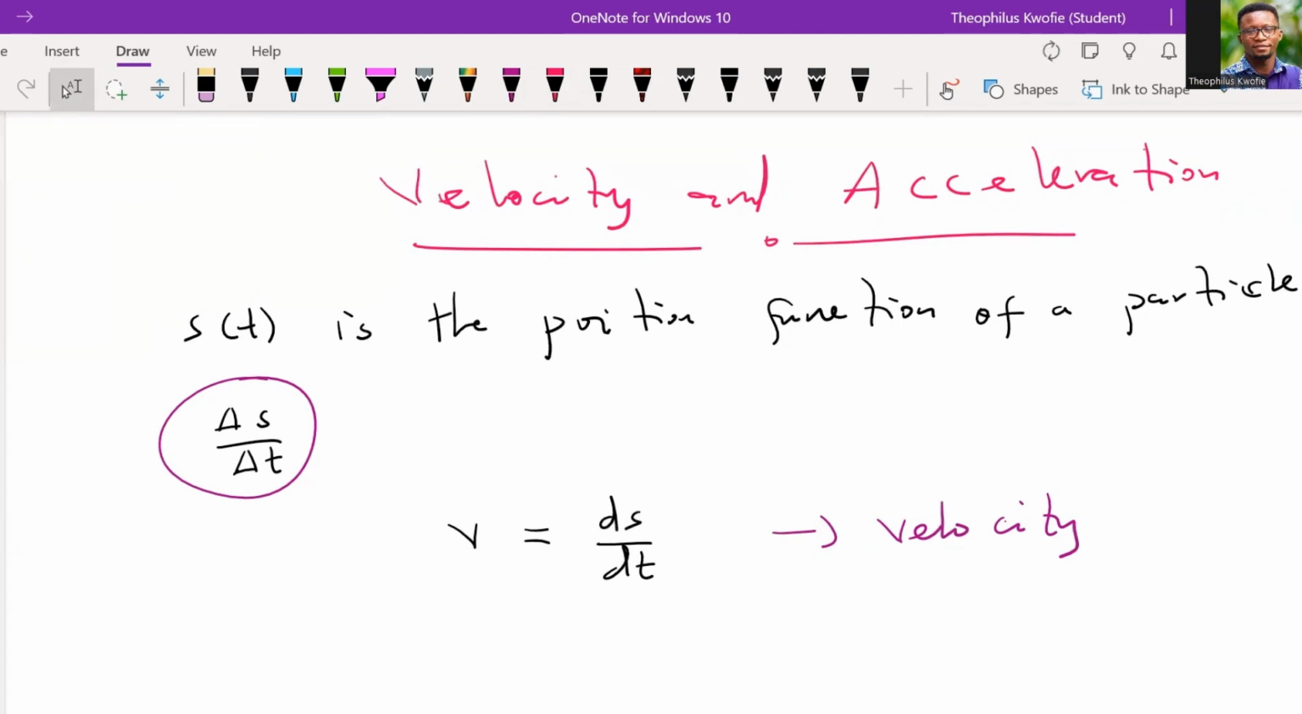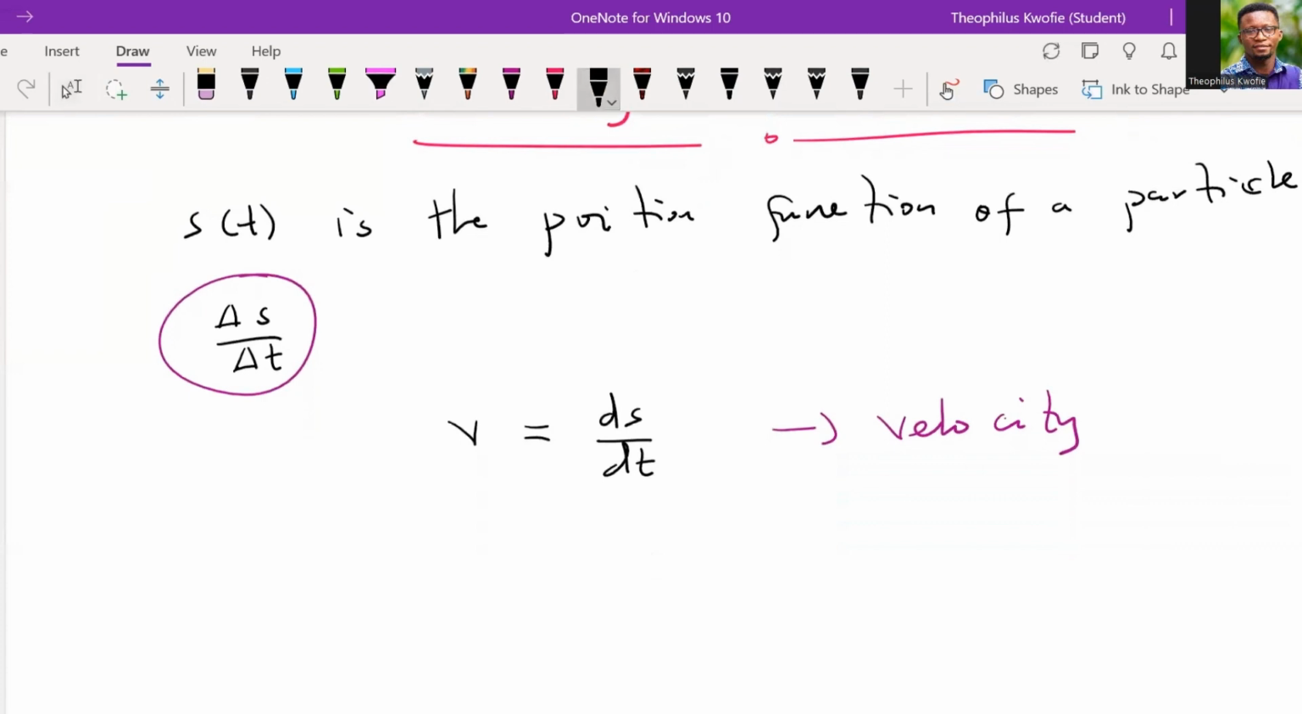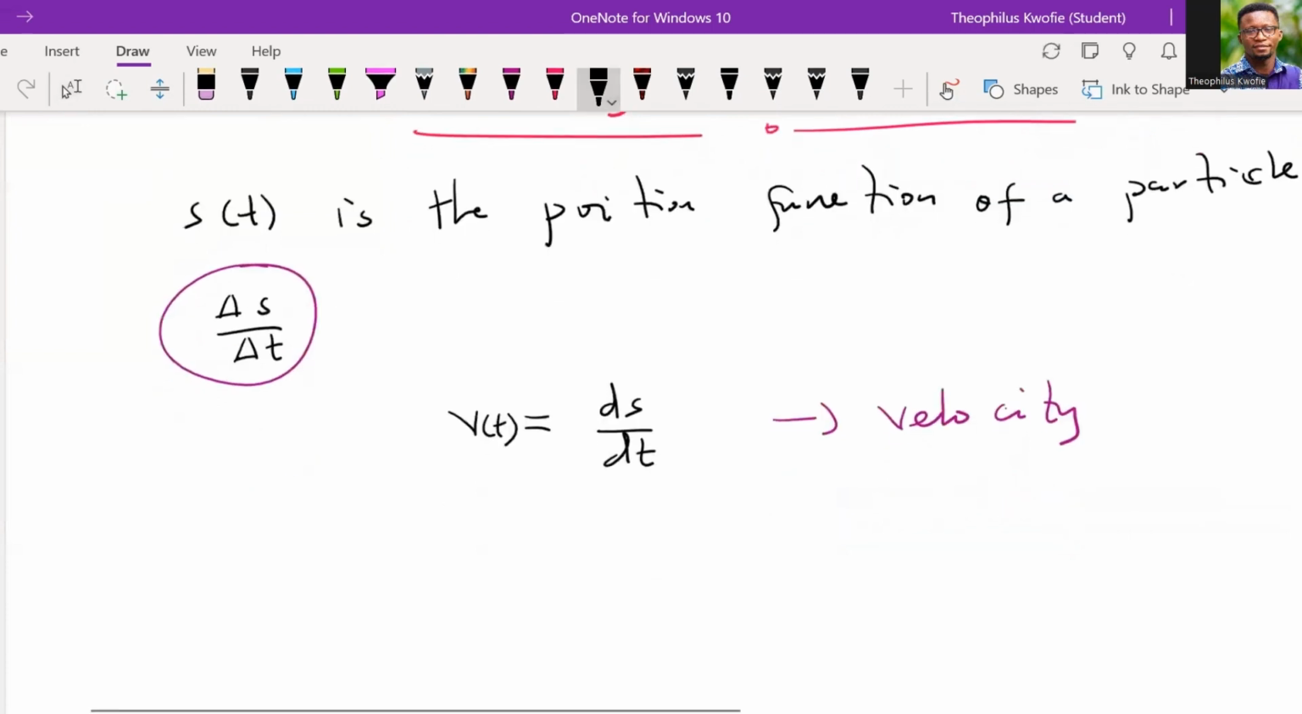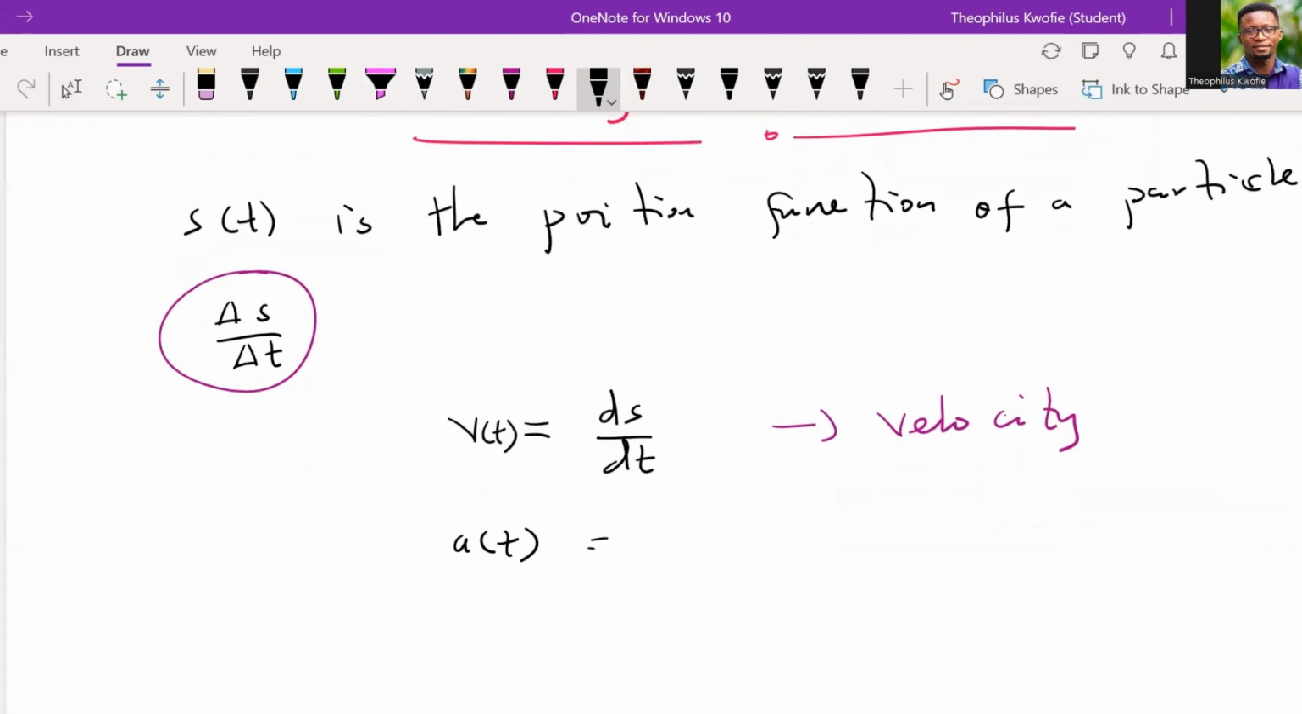So I would want us to take note. Or what we call the rate of change of displacement with respect to time. Now, what about the acceleration? If the velocity is defined this way, what then becomes the acceleration?